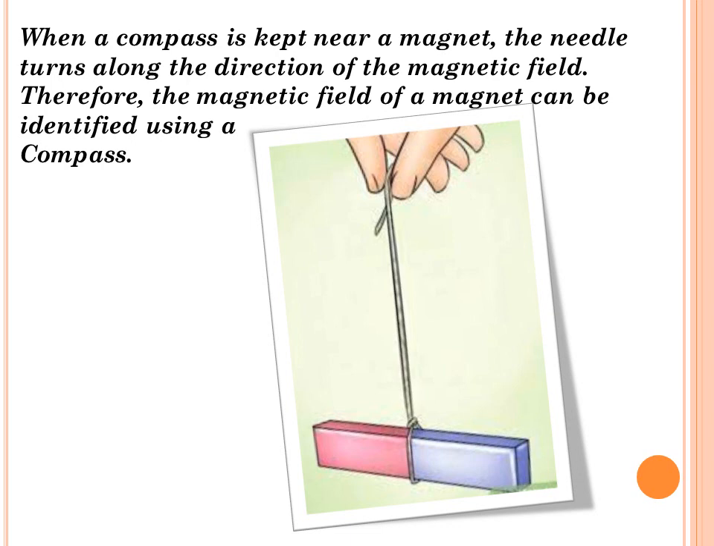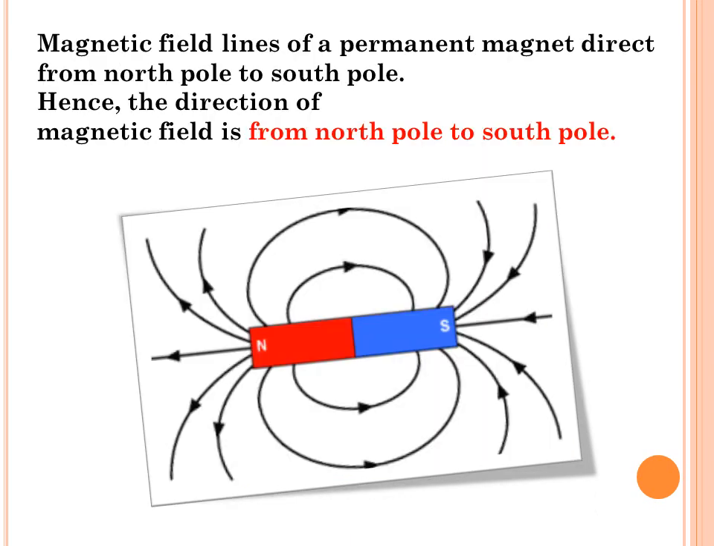When a compass is kept near a magnet, the needle turns along the direction of the magnetic field. Therefore, the magnetic field of a magnet can be identified using a compass. Magnetic field lines of a permanent magnet are directed from North Pole to South Pole. Hence, the direction of the magnetic field is from North Pole to South Pole.